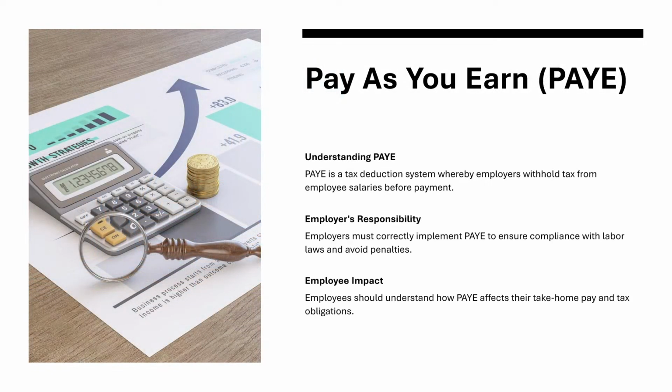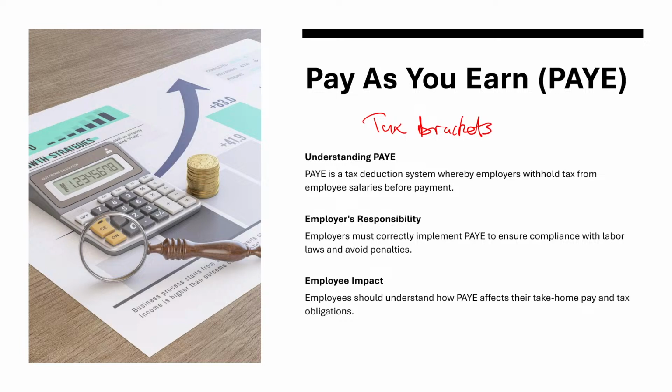Then pay as you earn. Pay as you earn, as we said, is a tax that is withheld by employers on behalf of the government. So it's based on tax brackets, which are issued for both currencies, for ZIG and US, every year. For USD they don't usually change, but for ZIG they change as the exchange rate changes.